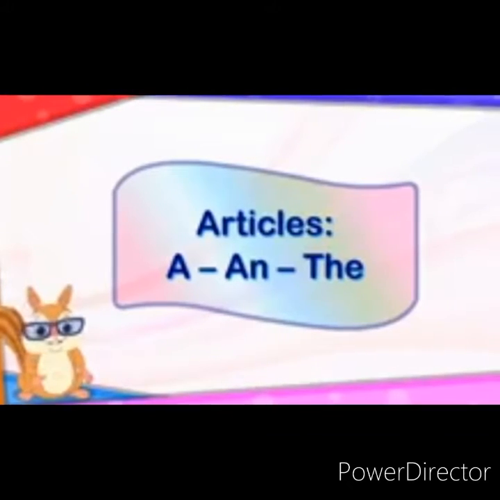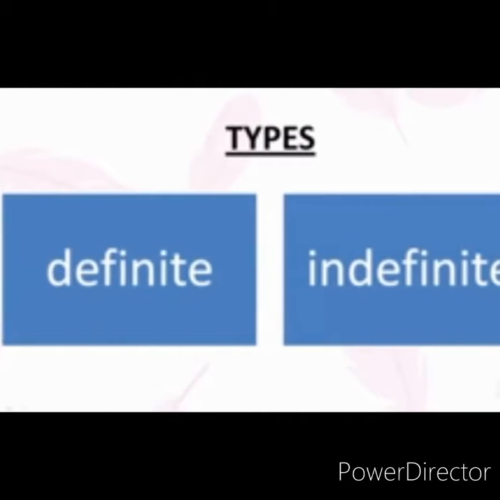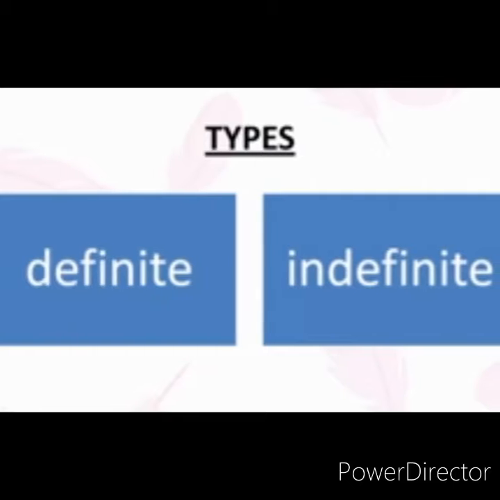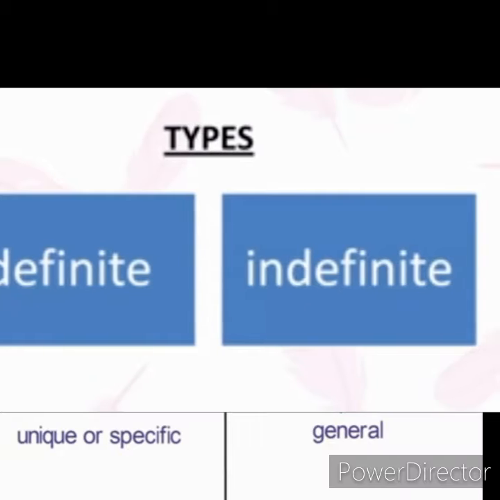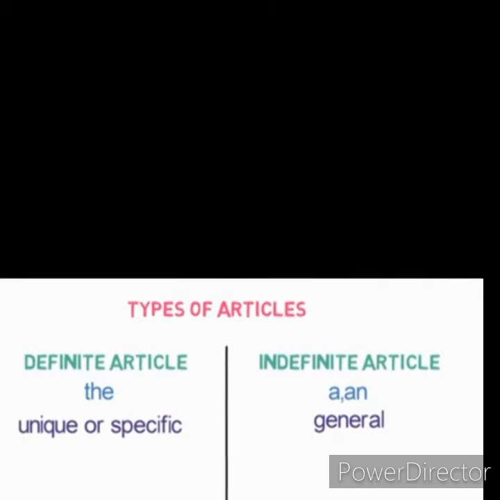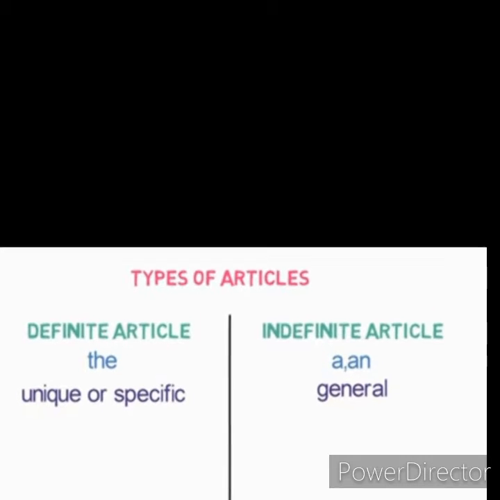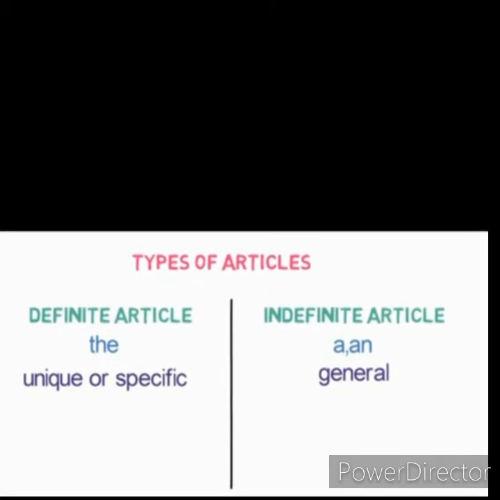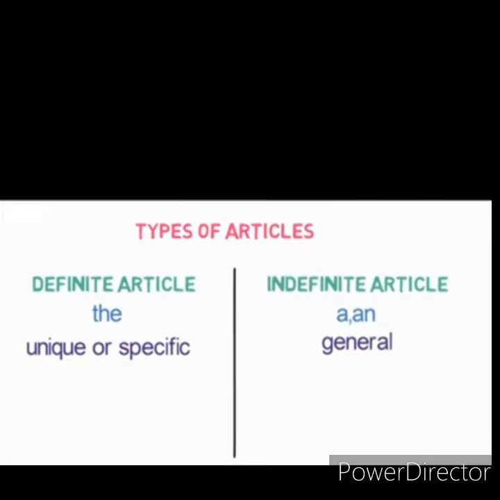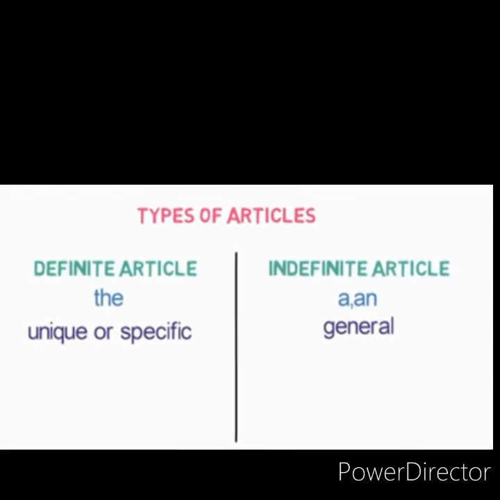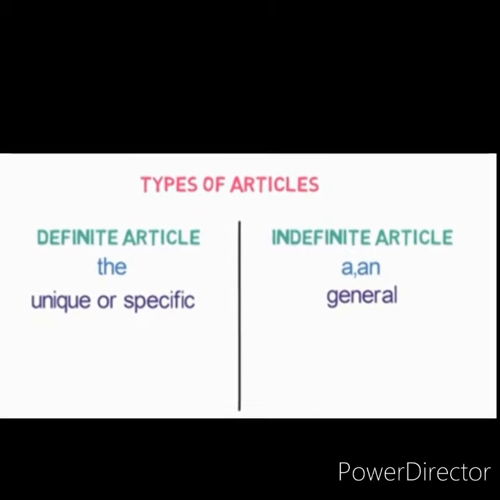Now, these three articles are categorized in different types as per their usage. So, there are two types of articles as per their usage, and they are definite article and indefinite article. Article the is a definite article as it is used in specific sense, and articles a and an are indefinite articles as they are used in general sense.